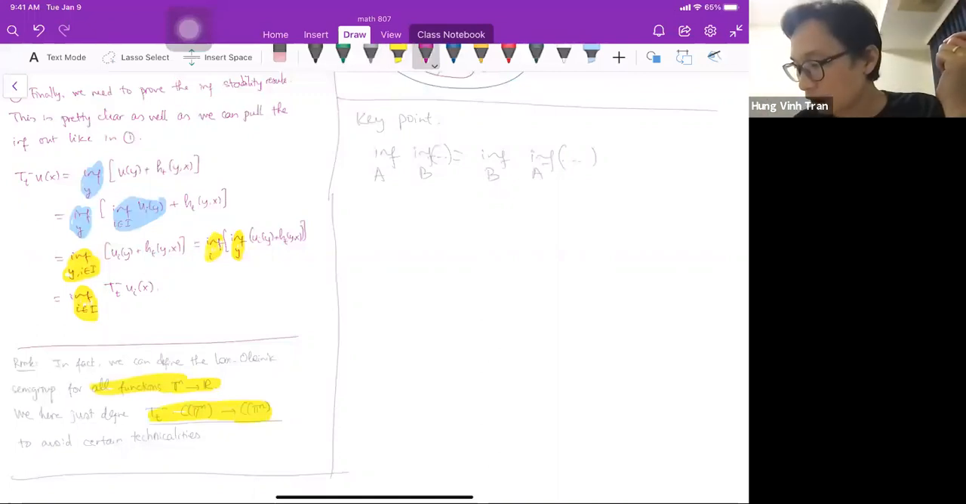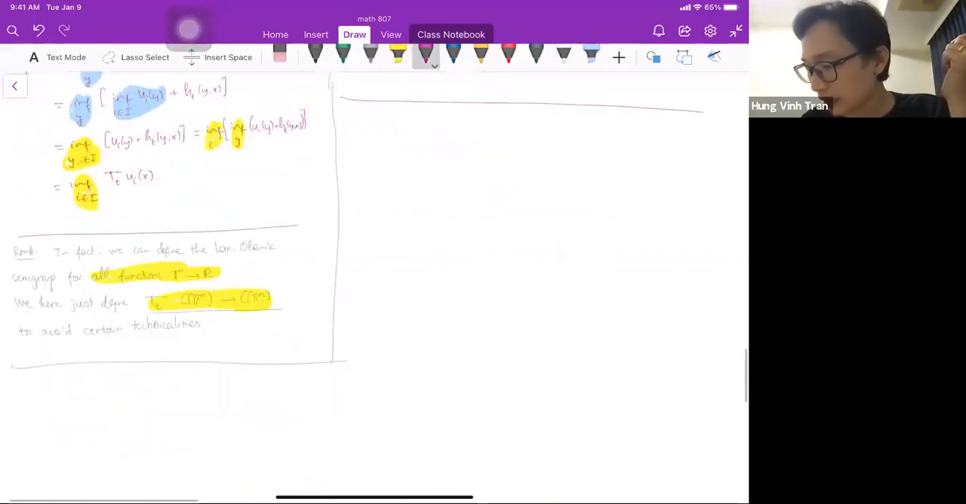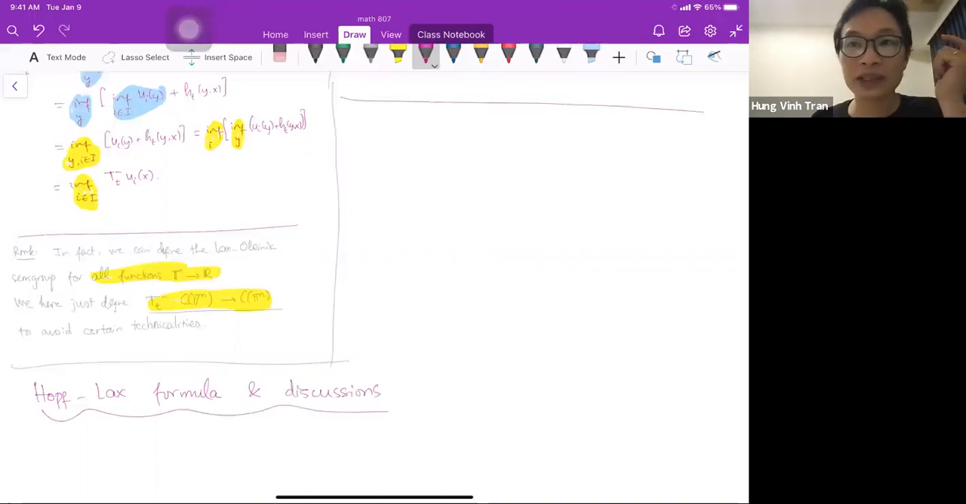Okay, so I owe you an example on the Hopf-Lax formula, but before that, let's pause for discussion. Let me pause here for questions or concerns or anything you want to discuss first.